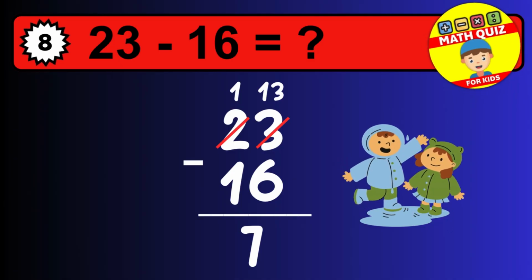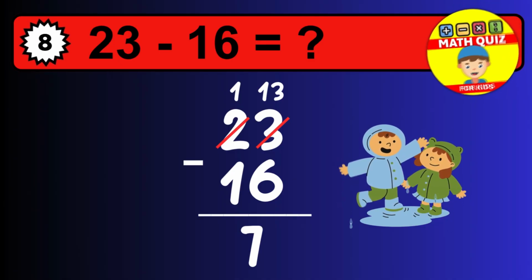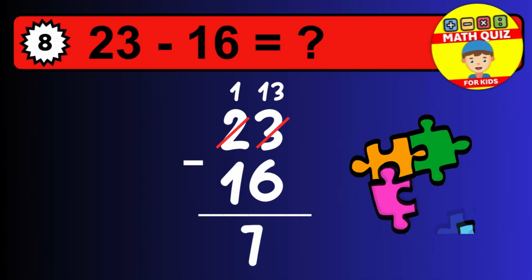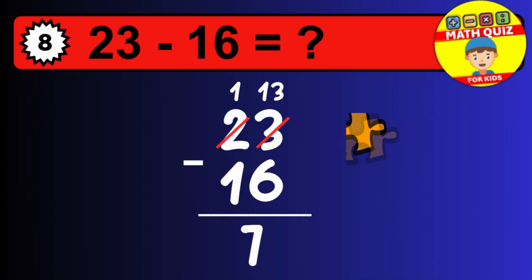Now we subtract. 13 minus 6 is 7. Then we go to the tens. 1 minus 1 is 0. The final answer is 7.